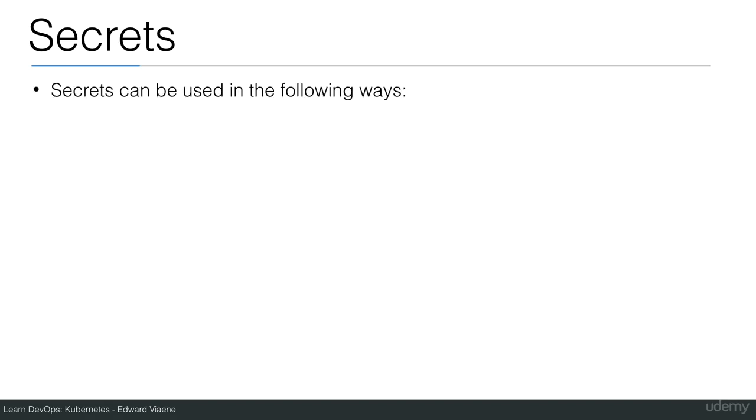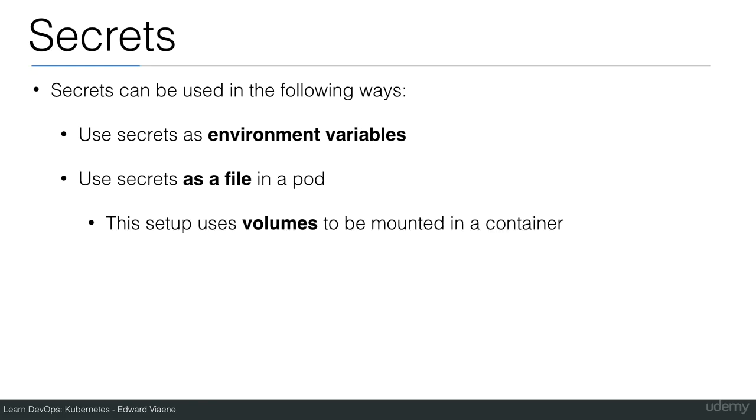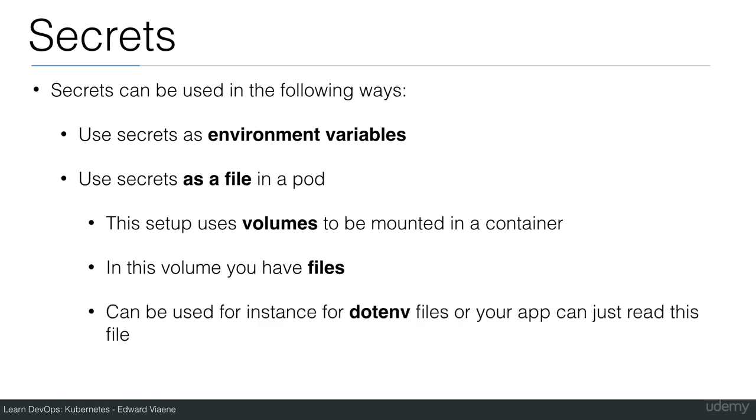Secrets can be used in the following ways. You can use secrets as environment variables. So in your application, you will just have to read the environment variables, and that's where the app will then find the secrets. You can also use secrets as a file in a pod. This setup uses volumes to be mounted in a container. In this volume, you have files. So in your container, you're going to have a volume. It means it's just a directory that your app can access that contains those secrets.